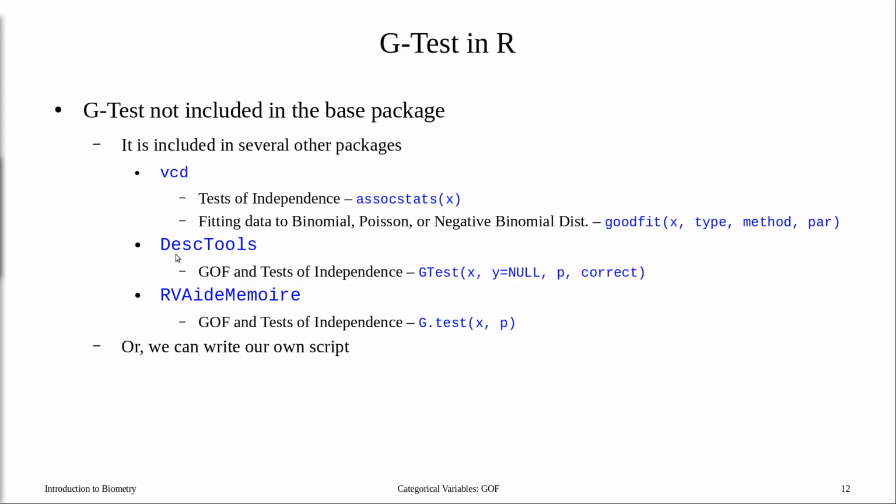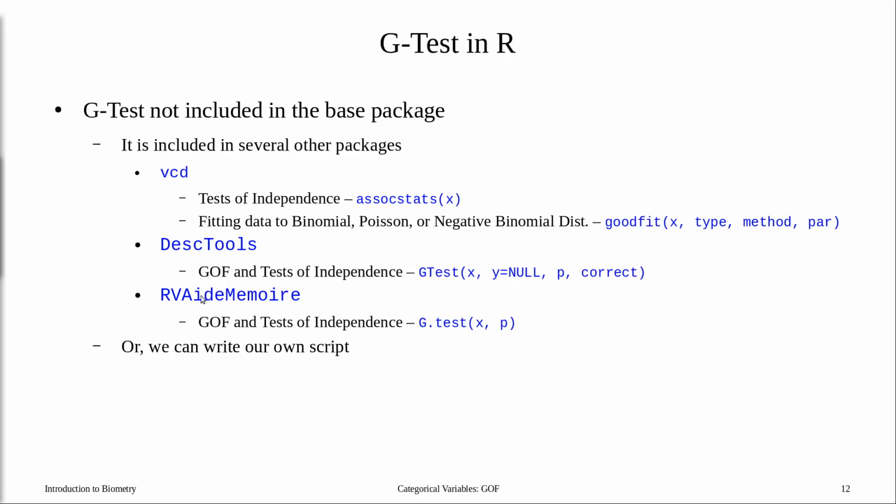There are two other packages, DescTools and RVAideMemoire. These two packages include a G test that we could run, but in order to run those, you have to install these packages. I found that sometimes these packages, especially this one, could be difficult to install because the packages were made specifically for a book. It was made to follow a statistics book. And as our versions get later, sometimes these packages are no longer kept up.